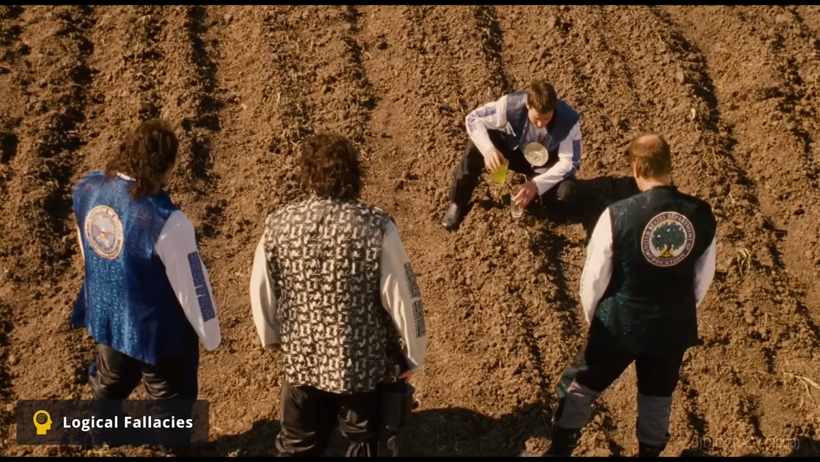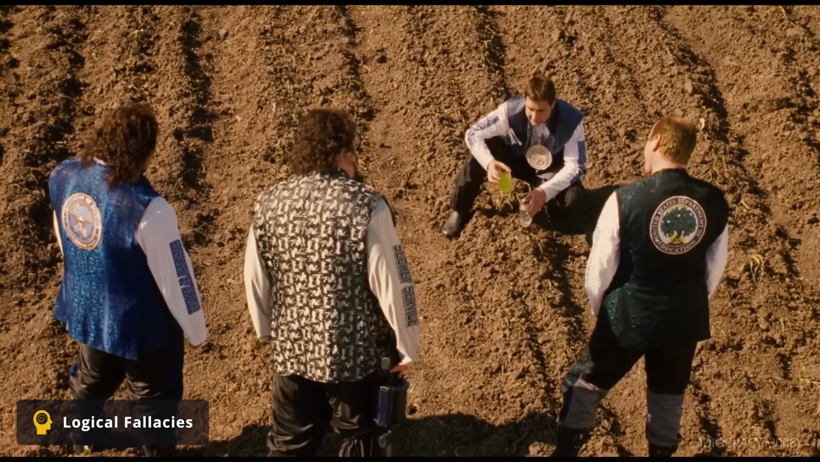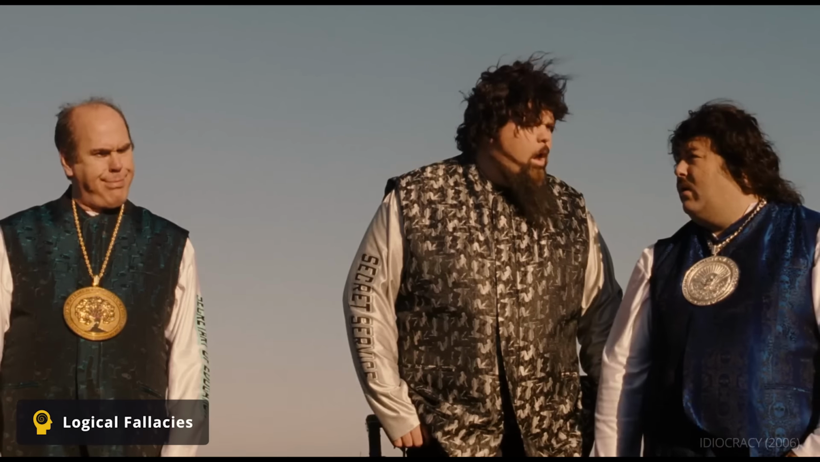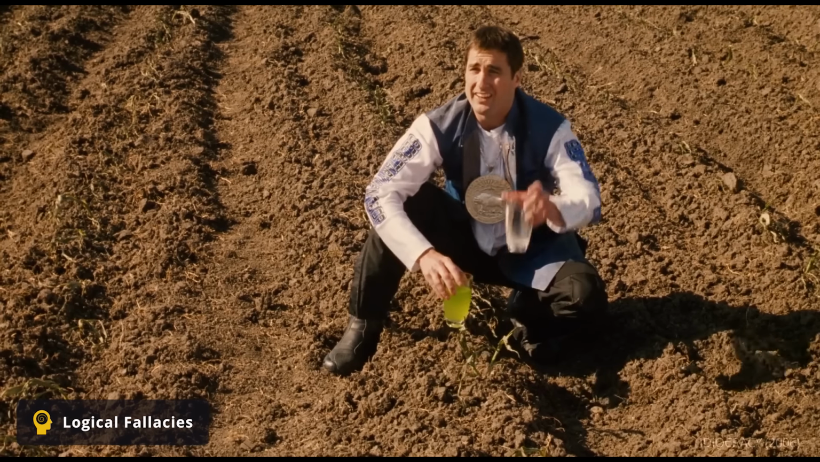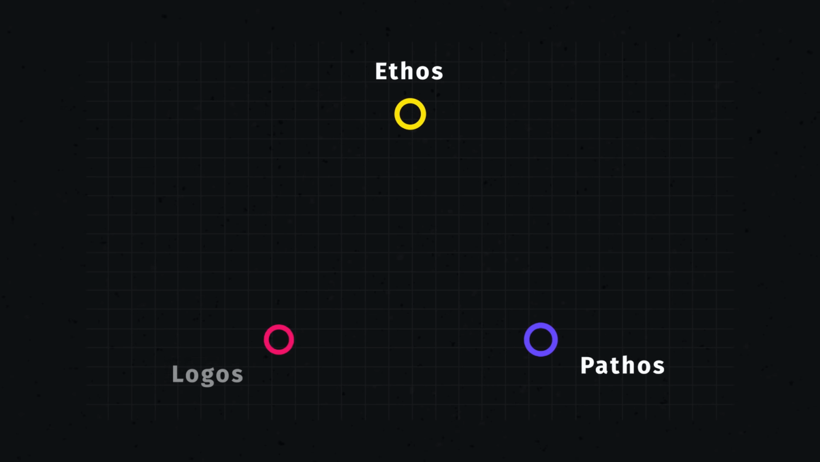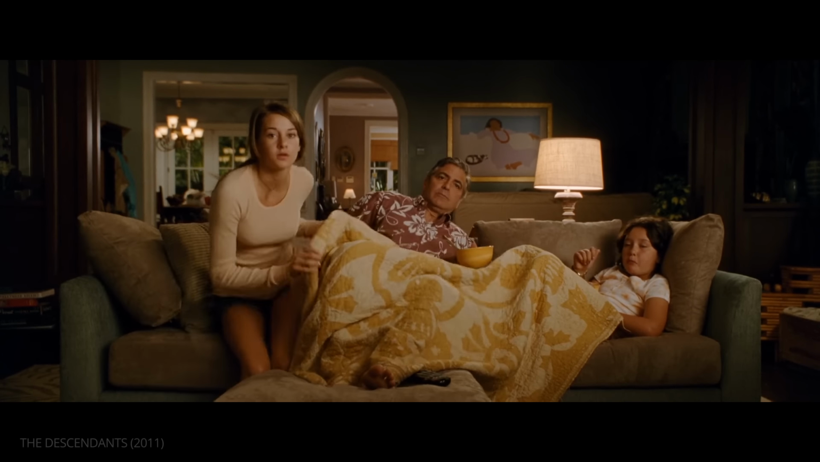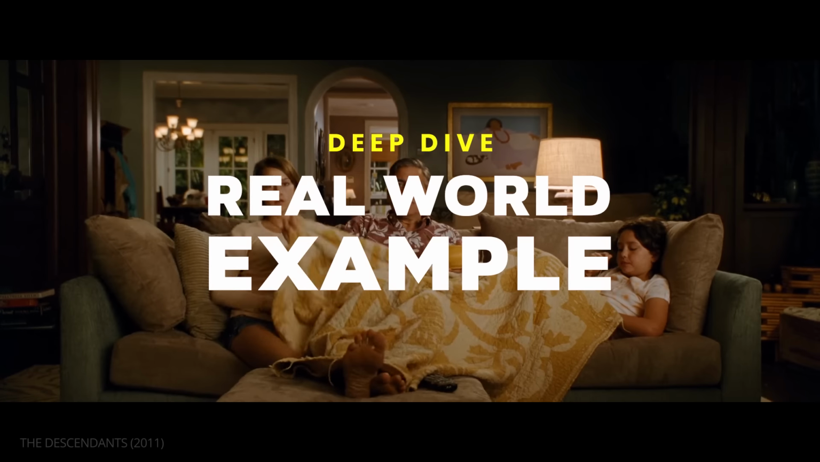After several hours, Joe finally gave up on logic and reason and simply told the cabinet that he could talk to plants and that they wanted water. Now that we have an understanding of ethos, pathos, and logos, let's look at the three pieces of the rhetorical triangle working together in a real-world example.